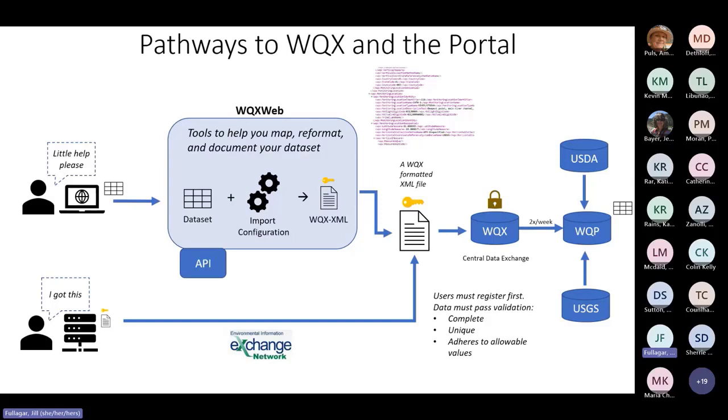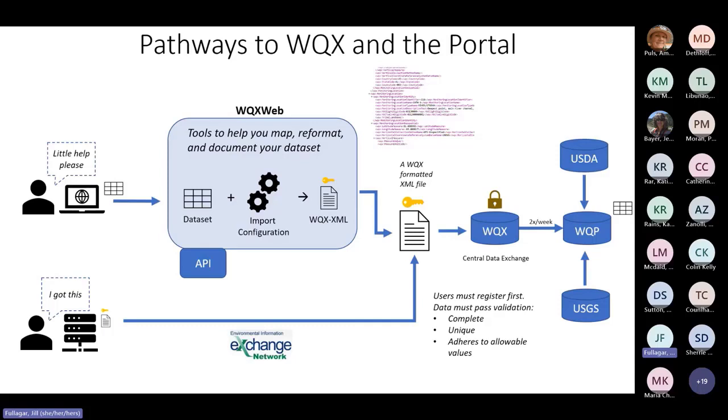They may not have files that look anything like the WQX format, and they need to transform those and map those so that they can get into WQX and match up with the WQX standards. So to do that, we have the WQX Web, which is an online web application where you can map your data set to the WQX standard, and then it will produce that XML file that is what the Exchange network users more directly use.